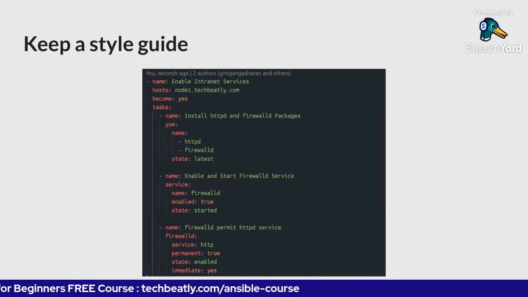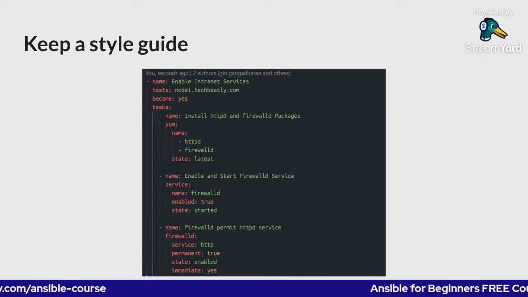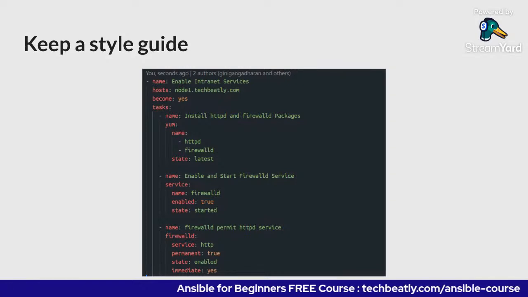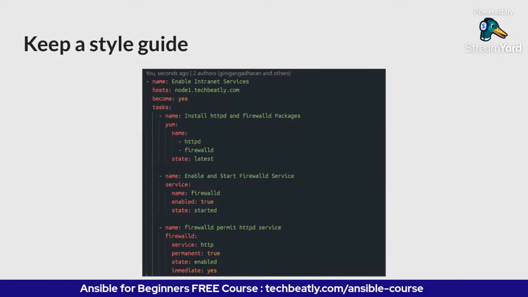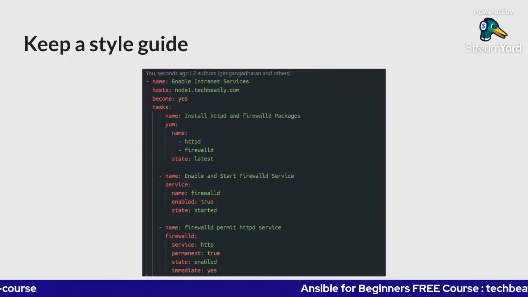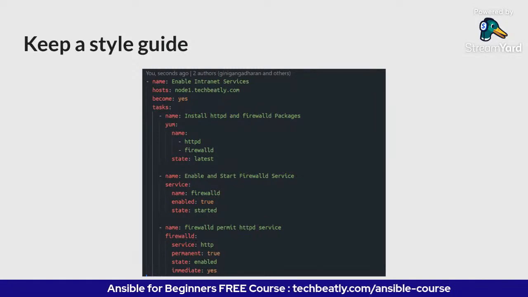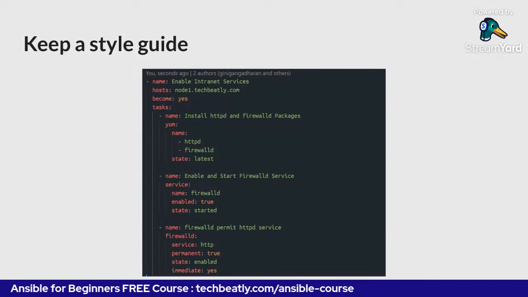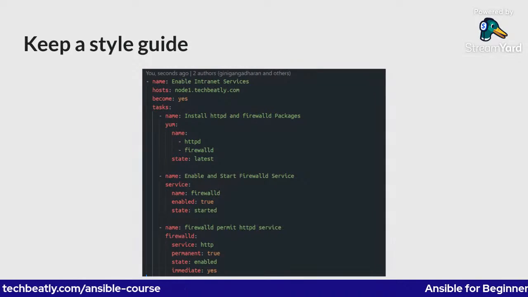And always keep a naming system for your tasks. Instead of directly using a YAML module, I keep a name, like install HTTPD and firewall packages, then enable and start firewall. So when you execute the playbook, you will see the output with the name of the task. Instead of the service module, it will show enable and start firewall services. So it will be very useful when you execute, and also it will be useful for others or your colleagues when they do further development, or when they reuse the playbook.